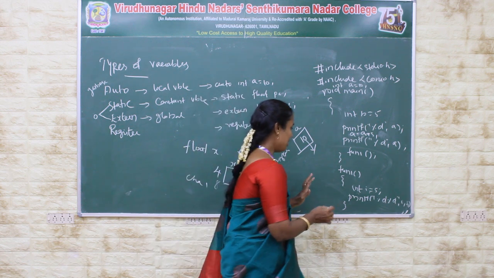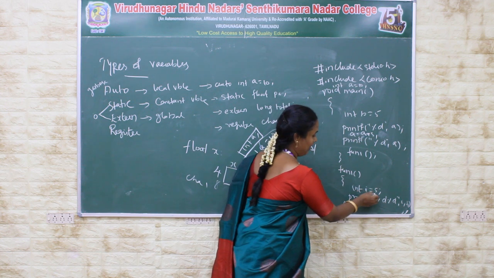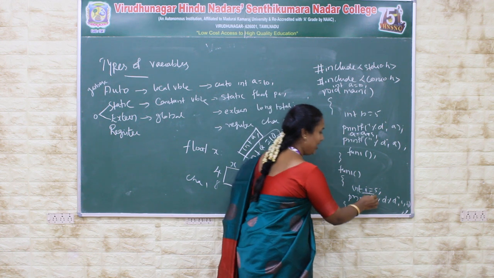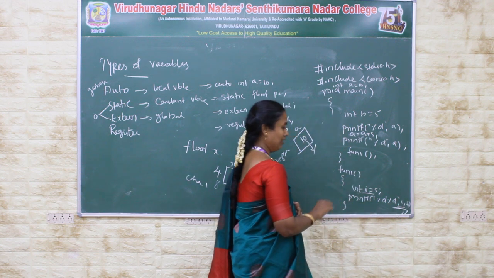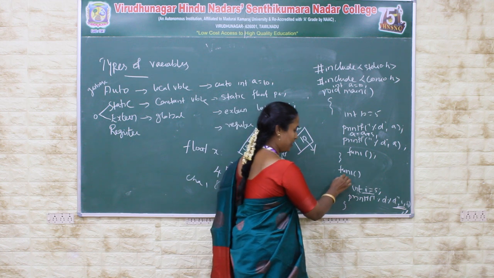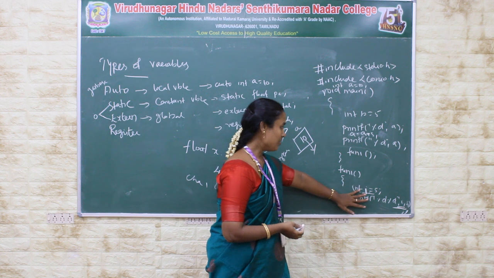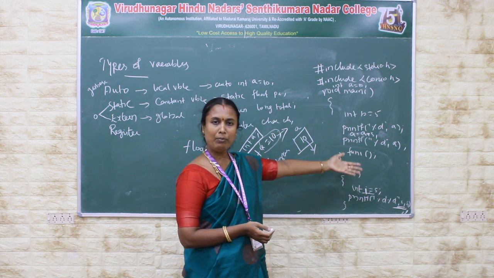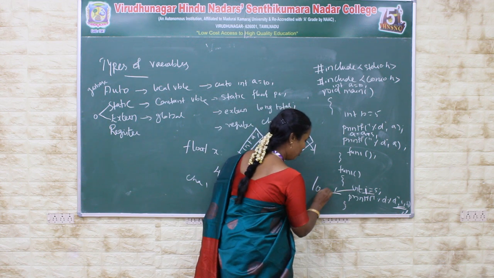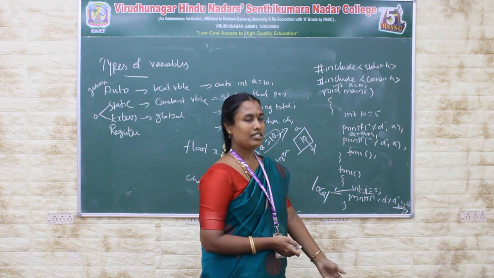What is local? For example, if I use within a function int i equal to 5, the value of i cannot be obtained in the main function. Only here can I print the value of the variable i. Okay, this is the local variable. When I use i within the function fun1 only, I can get the value of i within this function only. Outside of the function I am unable to access the value of the variable. So this is called a local variable. The local variable is also called auto.